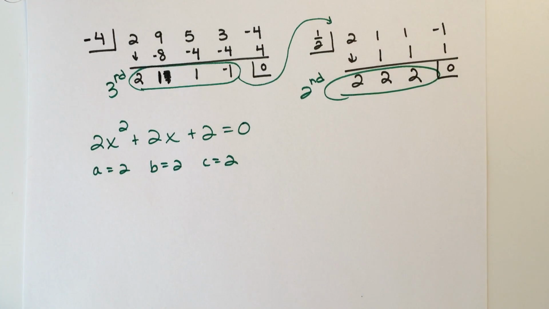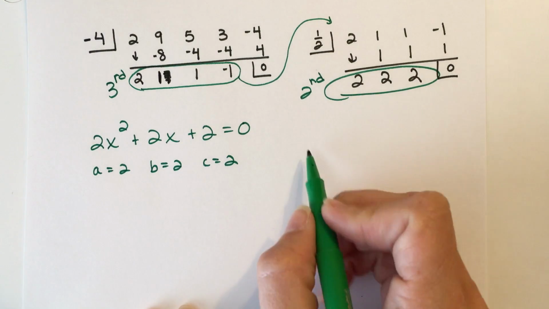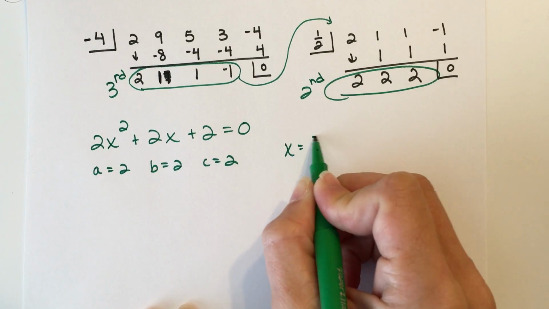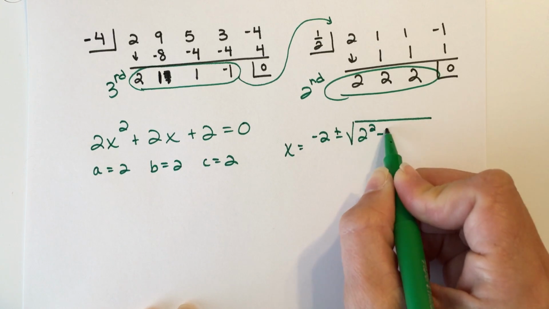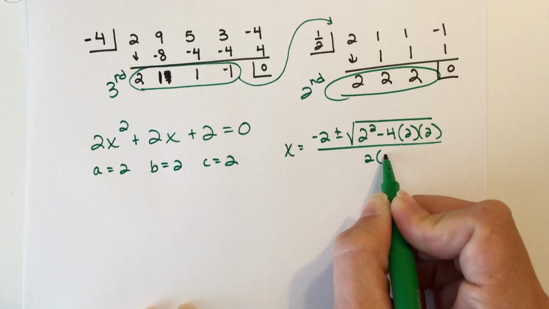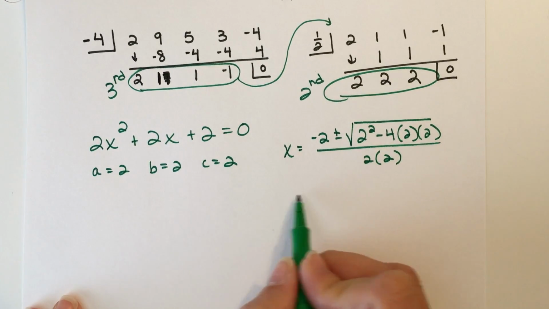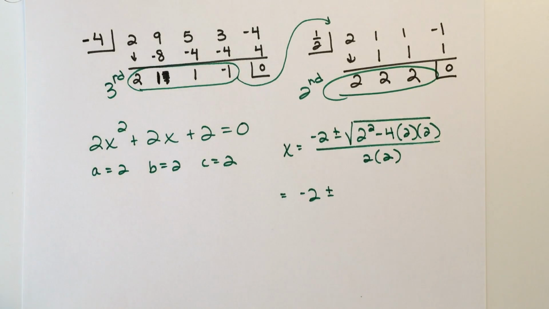Now, you still have the quadratic formula there in your notes that you can look back at. I wrote it down for you on the other example. Okay, so you're going to have negative 2 plus or minus the square root of 2 squared minus 4 times 2 times 2, all divided by 2 times 2. All right, so if you calculate what you have here under your radical, you're going to end up with negative 12.